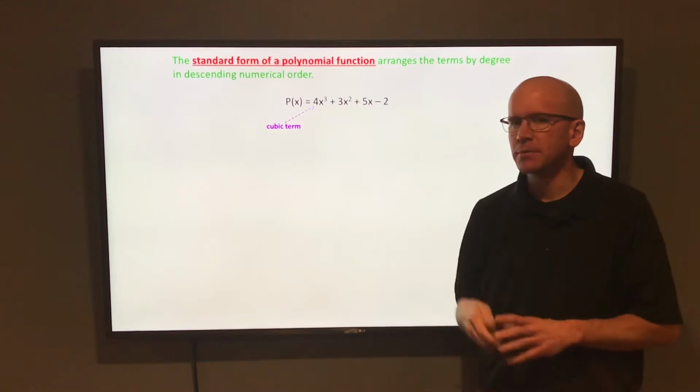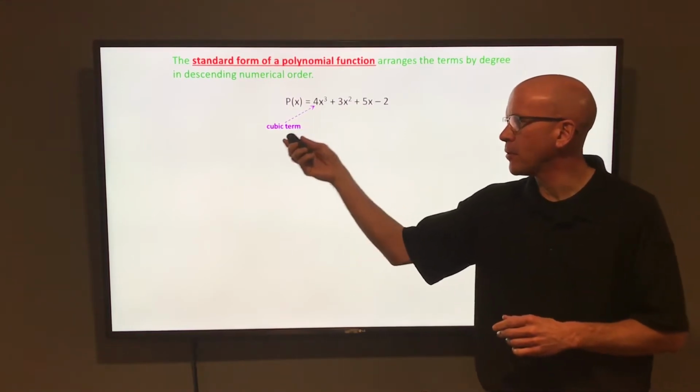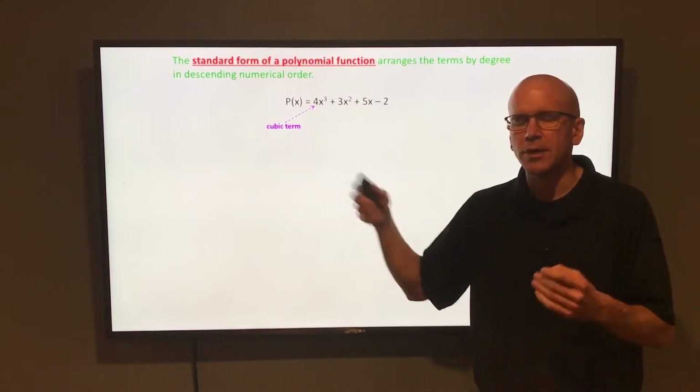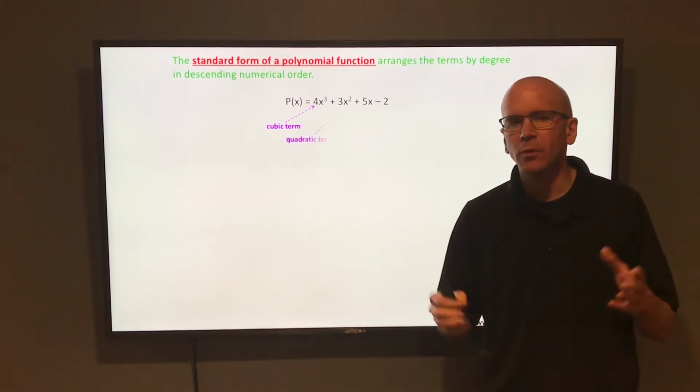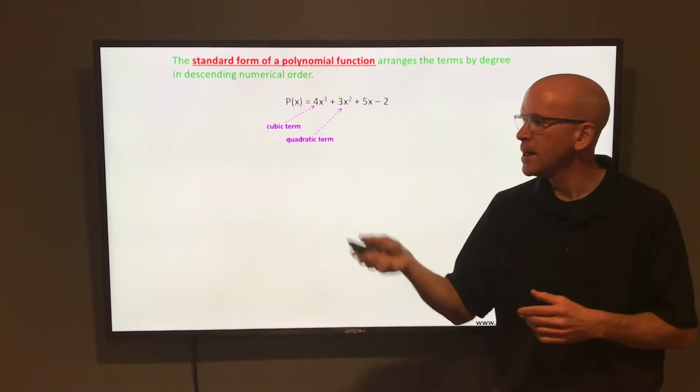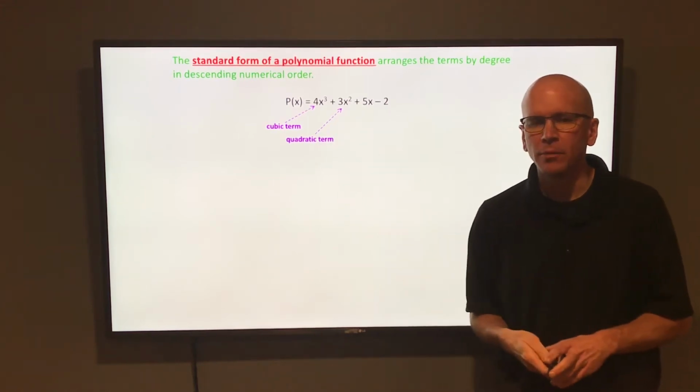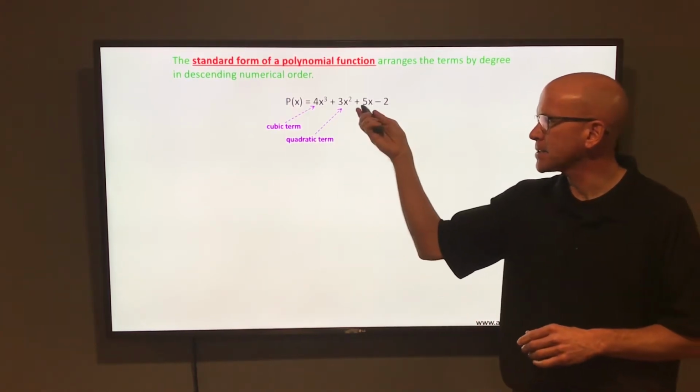Now each of these terms has a name. That 4x to the third is called the cubic term because the exponent is 3. The exponent of 3 means cubic. Next up, 3x squared. We dealt with quadratic equations before. That is the quadratic term of that polynomial. The exponent is 2.